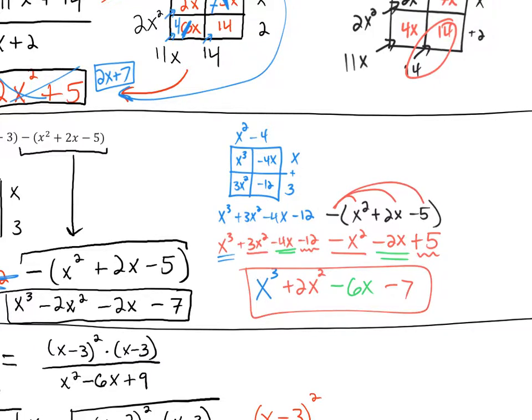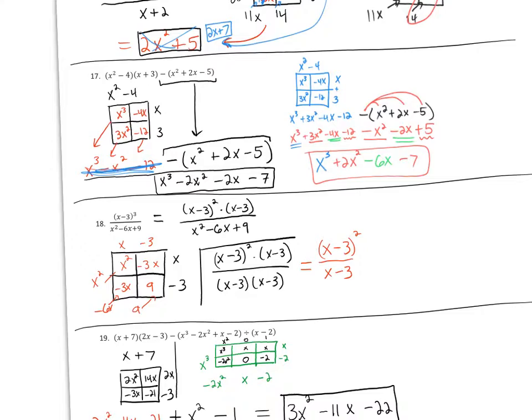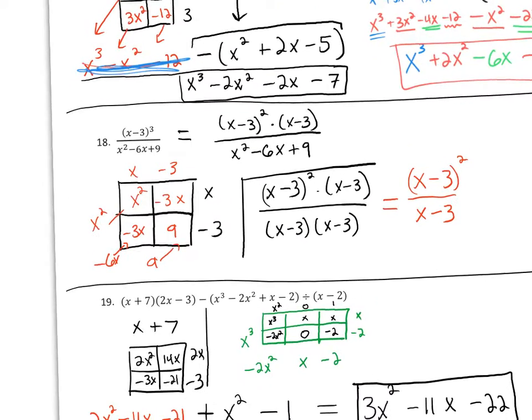This is the correct answer to the previous math problem, but we just got to make sure that we do it right with the multiplication, and then distributing that negative sign is probably one of the more challenging things. Okay, let's zoom out. Let's look at the next problem.